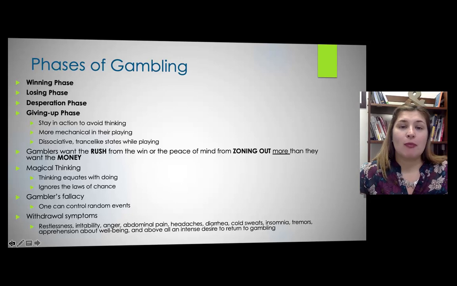Then there's another phase that you might not have heard of, which is the giving up phase. In this final phase, the gambler stops believing that they will win but continues to play in order to just escape their concerns. If a win does occur, they may feel manic for the win, but each loss brings about further depression, panic attacks, insomnia, and health problems.